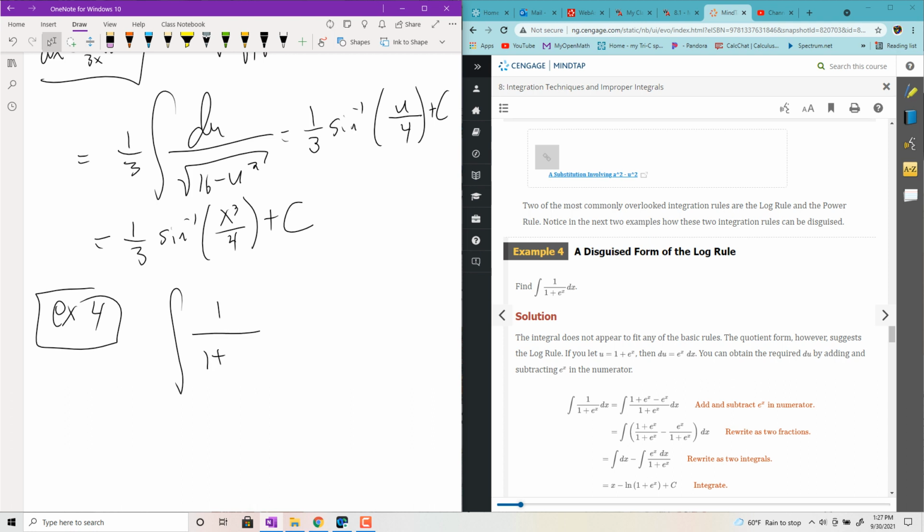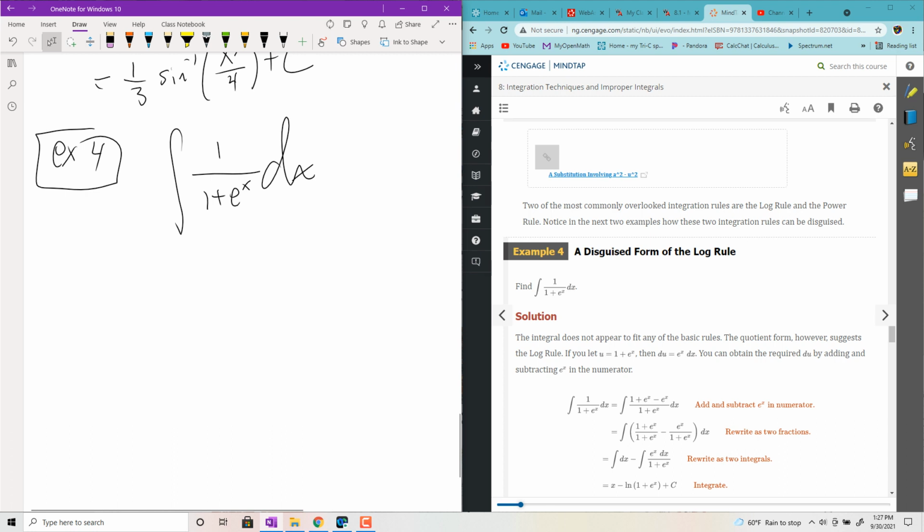The integral of 1 all over 1 plus e to the x dx. Right, so how am I going to deal with this guy? Well, you could let u equal 1 plus e to the x, but that's not really going to work, right? Because, well, let's see.